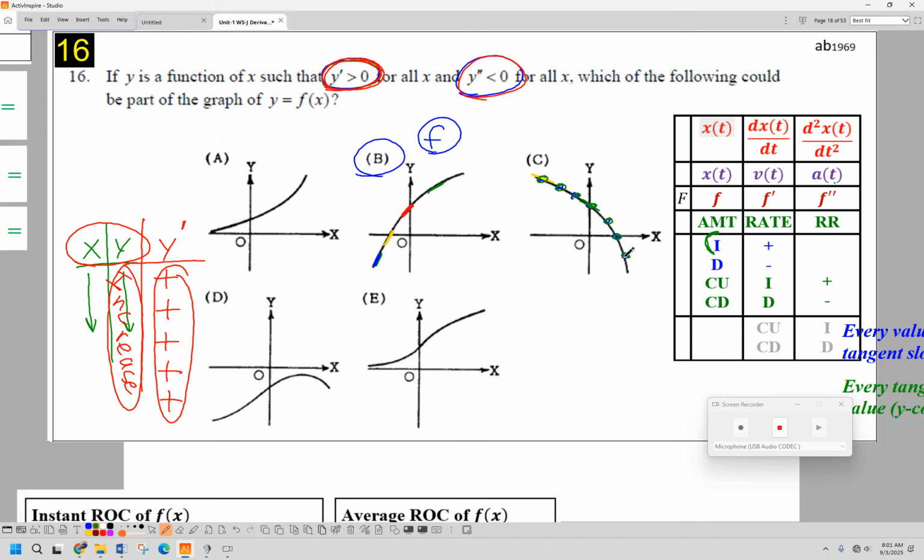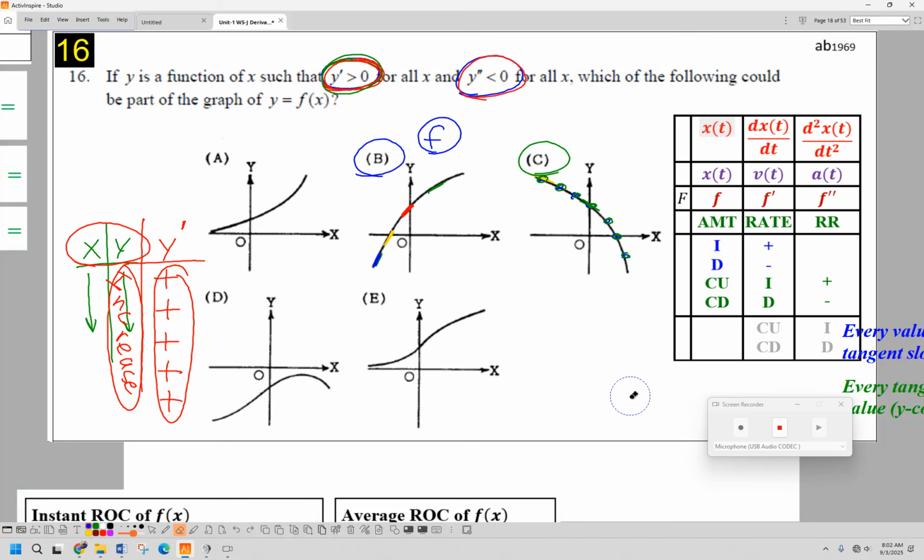So C is wrong, because for C, f is decreasing, which means f prime would have to be negative, but the clue was that f prime is positive. So it can't be C. Can't tell if that helped or not, though. Yeah. Okay.